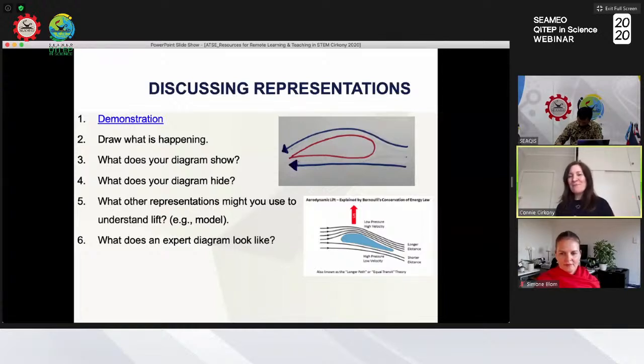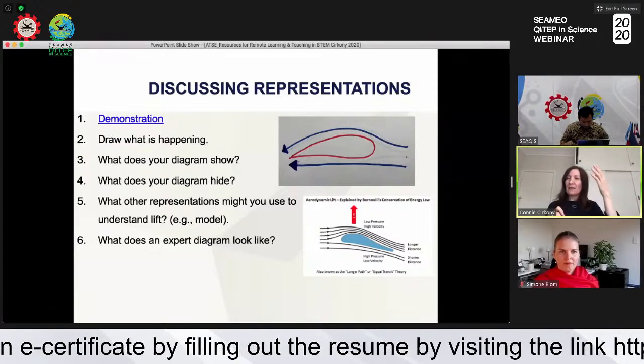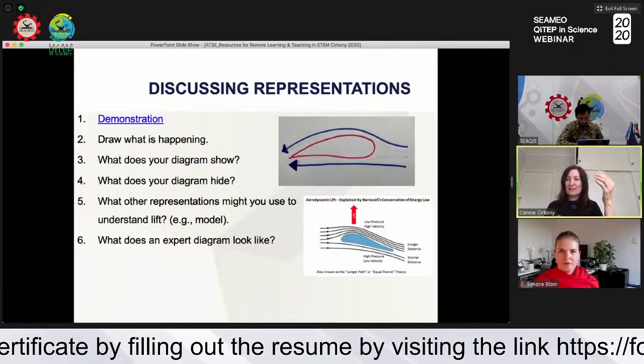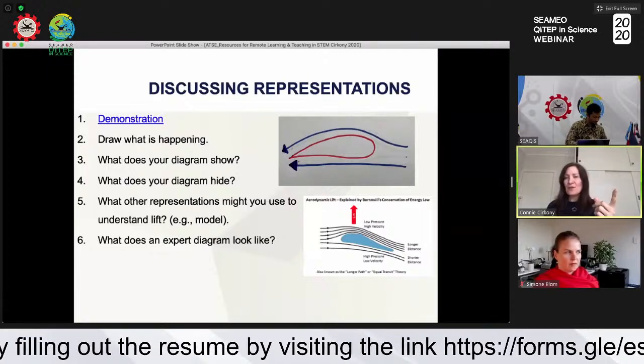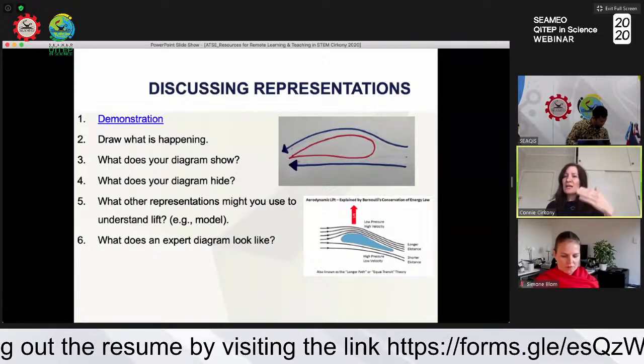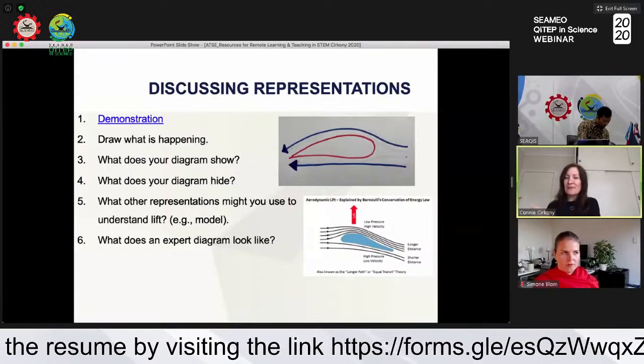That's an expert diagram. It's very fancy, lines and arrows and a force of lift moving up. Lots of big, long scientific words. And this is a fantastic diagram, but please don't show it to your students first. Please step back and take some time, get them to look at the plane in the air and think about how this lift happens. So when you engage students at that level, then you have a chance to understand what do they know and what else can I do to help them get closer to a scientific explanation.